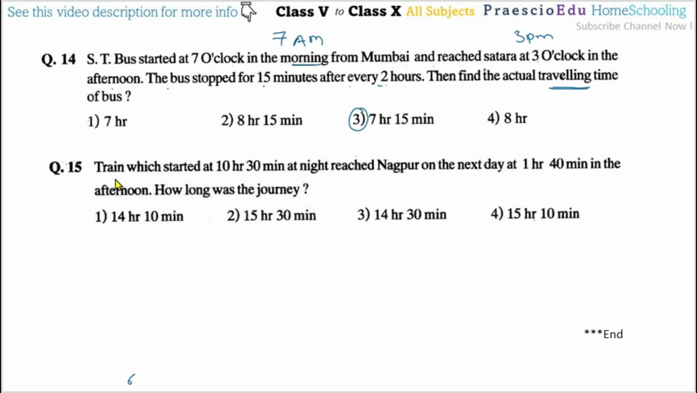Now question number 15. A train which starts at 10:30 at night, which means PM, reaches Nagpur the next day. The first day is the starting day. The next day it reaches at 1 hour and 40 minutes in the afternoon, 1:40 PM, or in 24 hours format 13:40. So 1 plus 12 is 13. Now how long was the journey?